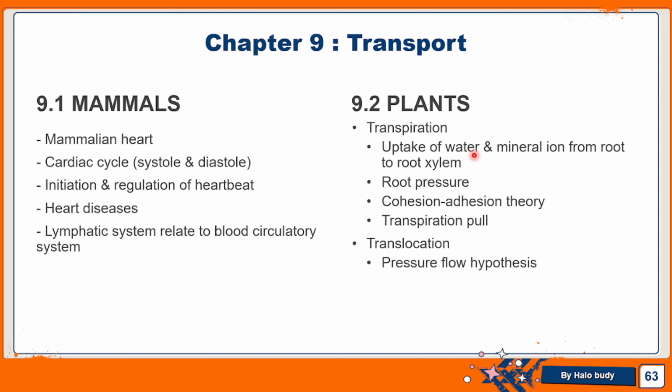Okay, the next one is translocation. Transpiration is about the water and mineral ions, so translocation is about nutrients. Of course, plants also require nutrients. Not only water, they require nutrients as well, like humans. So how are the nutrients transported?